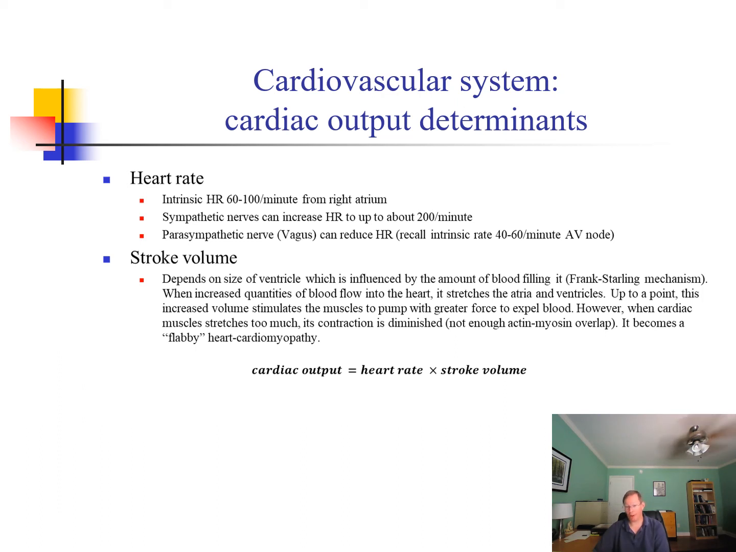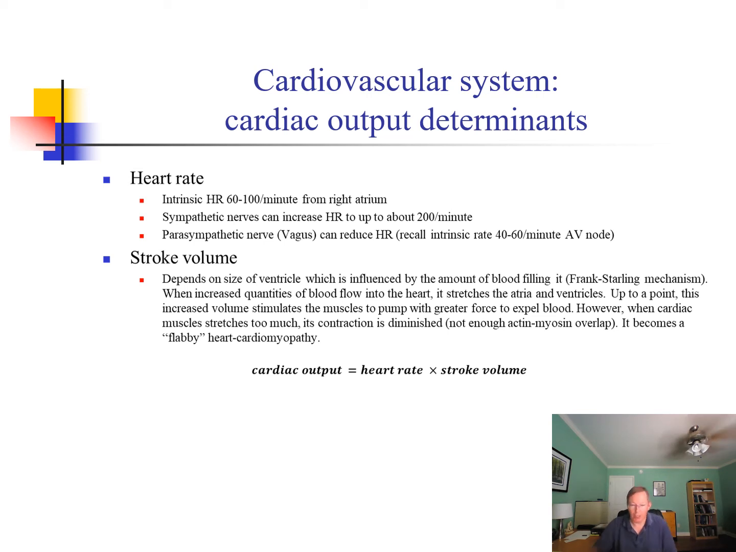I can slow my heart down, but normally I don't need to actually do this. If I'm exercising, this would be counterproductive. And I can slow that heart rate down only as much as where my backup pacemakers in the bundle of His actually come in. Now my stroke volume can change from beat to beat.